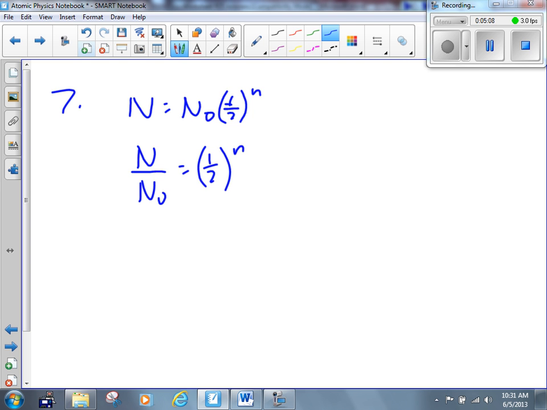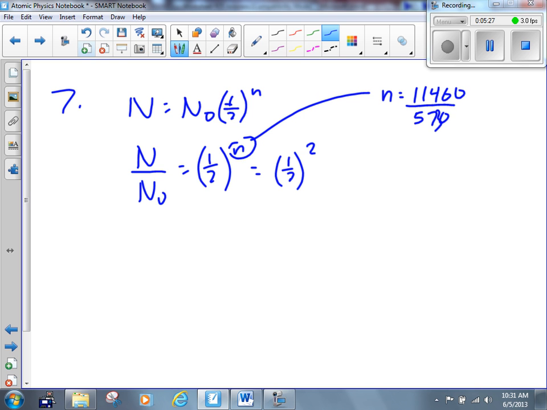But if we don't, then let's say a half to the 11,460. That's going to be 2 half-lives, considering that the half-life of carbon-14 is 5,730 years. A half to the 2 is 0.25. So we get n over n sub 0 is equal to 0.25. The ratio is 0.25 to 1.